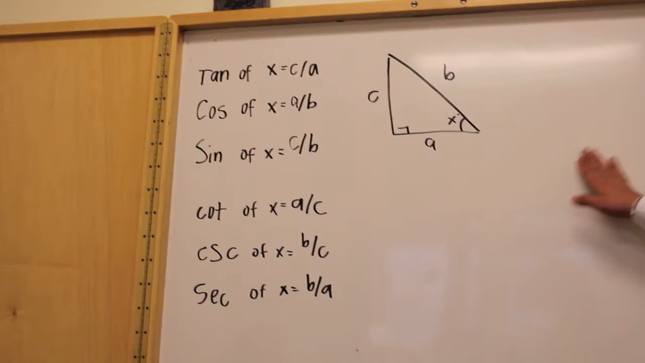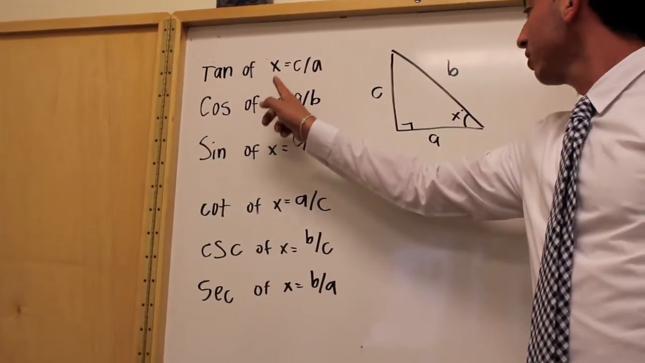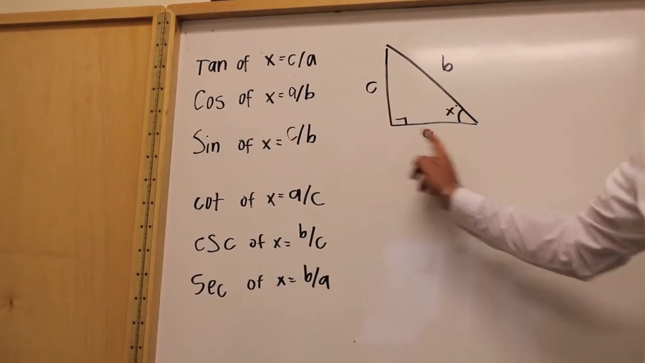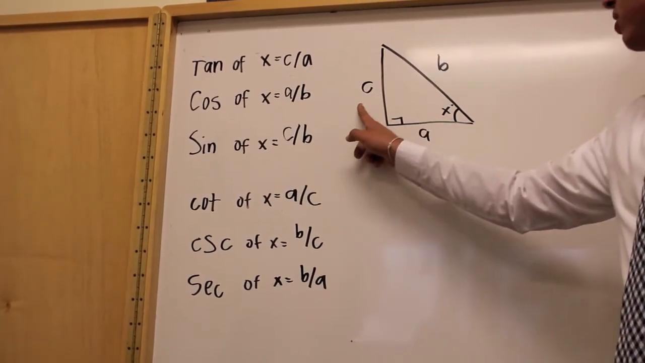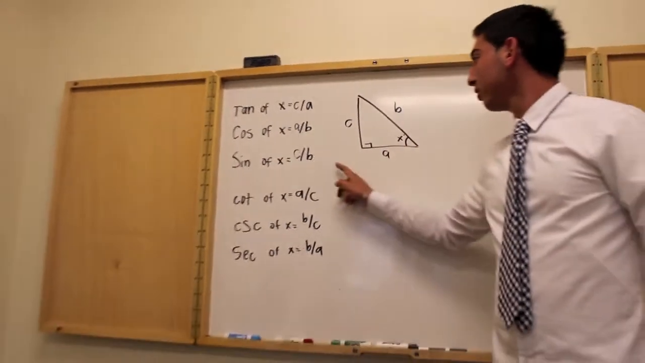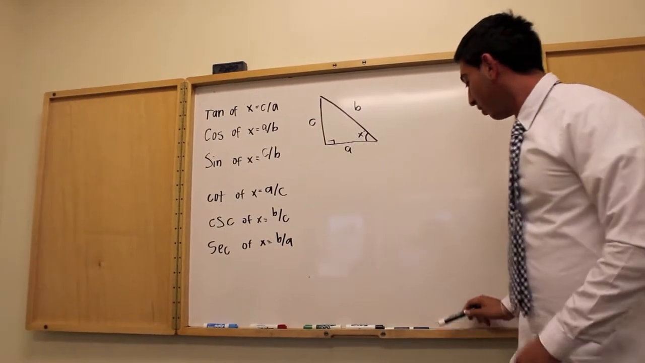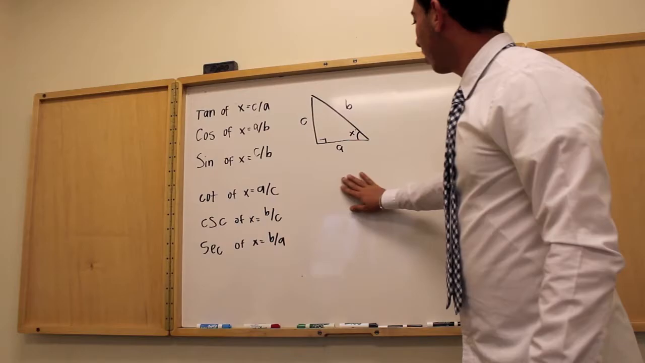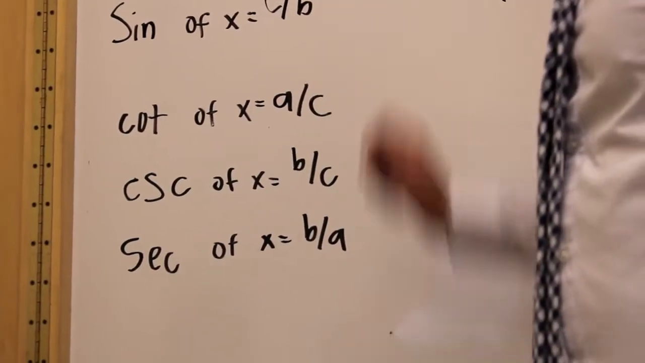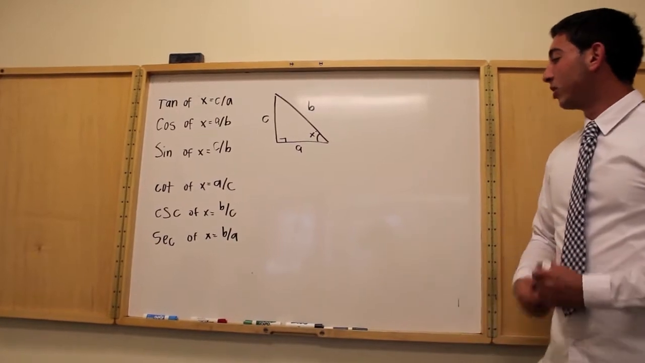So here is our triangle, and we base functions on angles, and our angle is x here. Tangent is opposite over adjacent, cosine is adjacent over hypotenuse, and sine is opposite over hypotenuse. And the inverse functions are cotangent, cosecant, and secant, and they're just reciprocals of these functions. So we use trig to find side measurements.